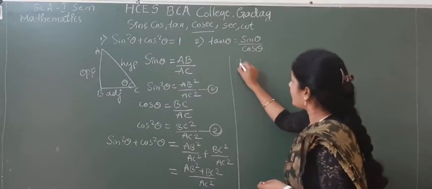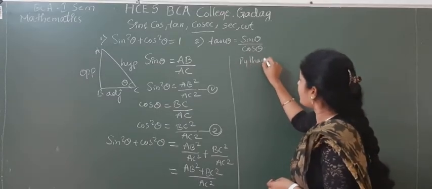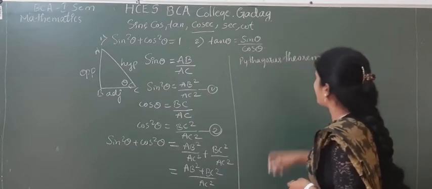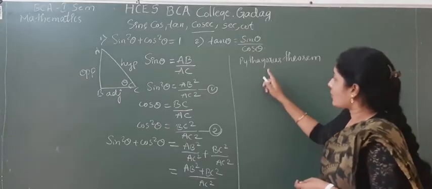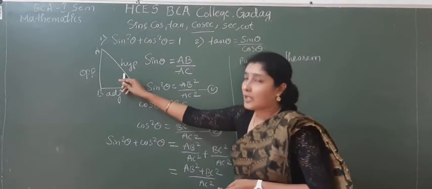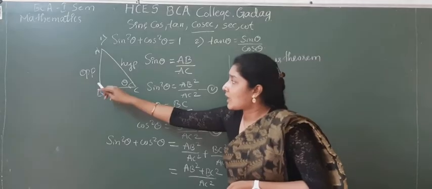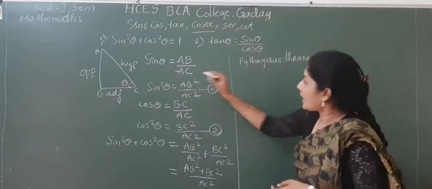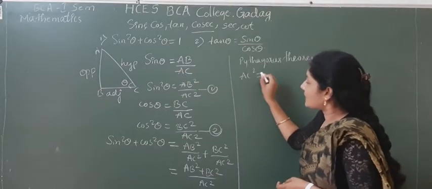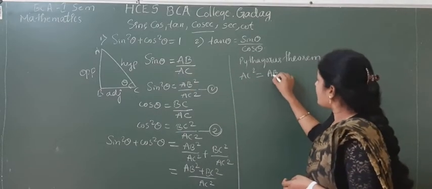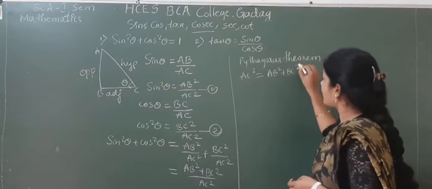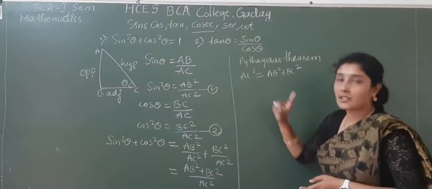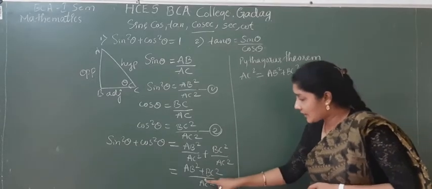We know that by Pythagoras theorem, because we studied in the first class. So, what is Pythagoras theorem? The square of the hypotenuse is equal to the sum of squares of the remaining sides. Therefore, hypotenuse AC square is equal to what? AB square plus BC square. Therefore, AB square plus BC square is nothing but AC square. Let us put this in this equation.